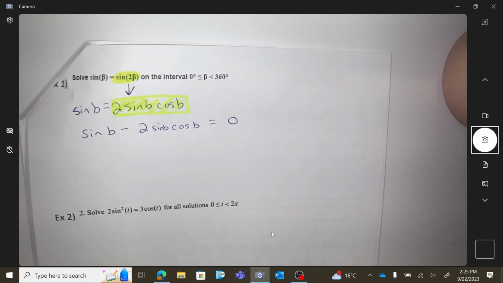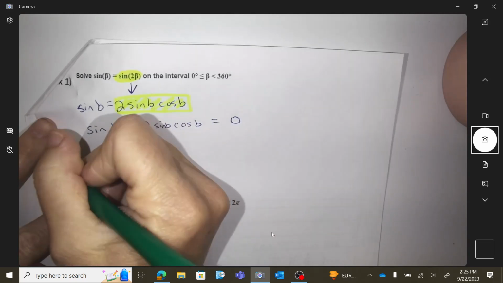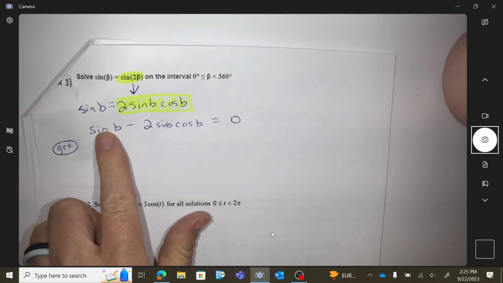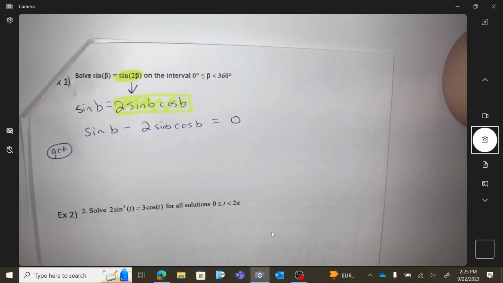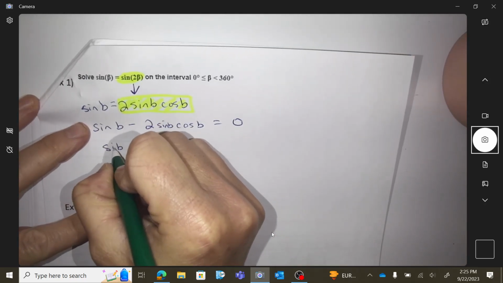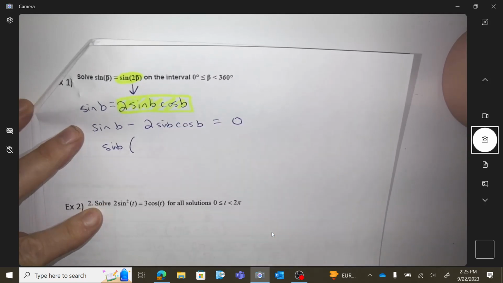Next question would be, can you factor? Do you recognize it as a factoring style? It's not a simple trinomial because there's only actually two terms in it. It is. It's a GCF. So what could I take out of this first term and this second term? What would they have in common? Sine b bracket.